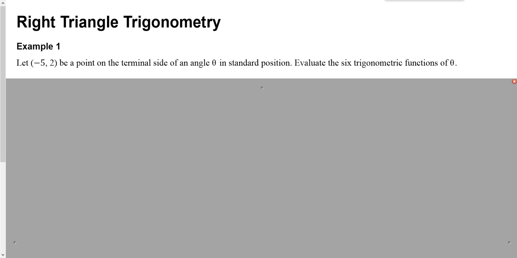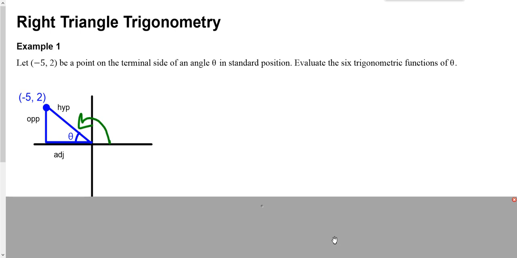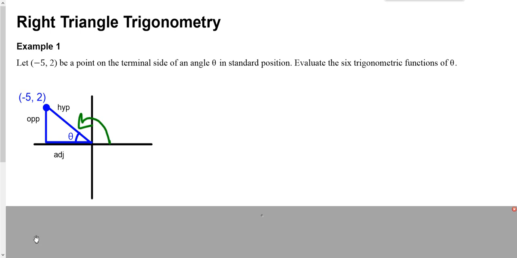So let's start with our first example here. Let negative 5, 2 be a point on the terminal side of an angle theta in standard position. So I drew a picture to explain that entire first sentence. We have negative 5, 2 being a point. So I plotted that point. You can see I have an xy axis here. And I plotted that point negative 5, 2. The terminal side that they're describing is really just the hypotenuse. That's your hypotenuse.